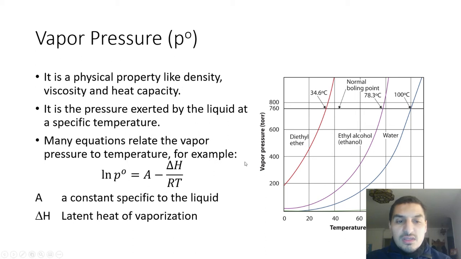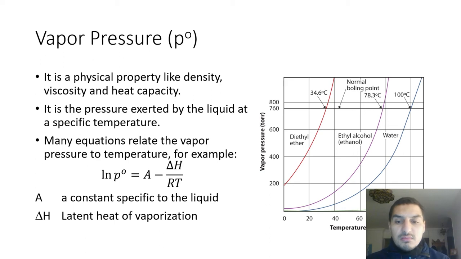And as we see, the temperature at which the vapor pressure equals 1 atmosphere is highlighted here. So it's 34.6 Celsius for diethyl ether, it's 78.3 Celsius for ethyl alcohol, and for water, it's 100 Celsius. And this is actually a very important thing.